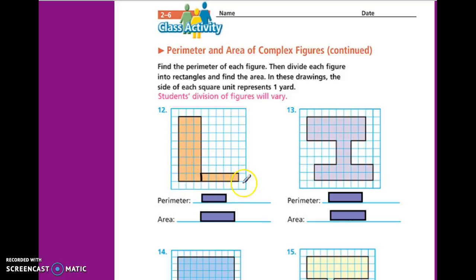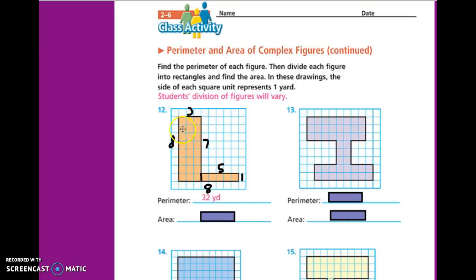So we'll do the bottom here. We've got 1, 2, 3, 4, 5, 6, 7, 8 at the bottom. And then we have 1, 2, 3, 4, 5, 6, 7, 8 here. And then we're doing 1, 2, 3. And then 1, 2, 3, 4, 5, 6, 7. And then 1, 2, 3, 4, 5. And 1. And then we go ahead and add all of those up. And when we add them all up, we end up with a total perimeter of 32 yards.